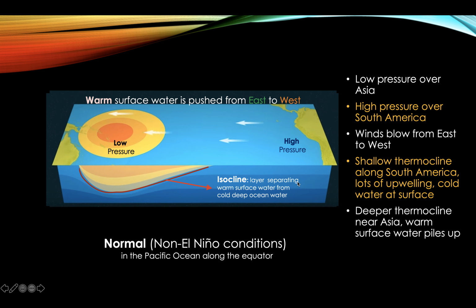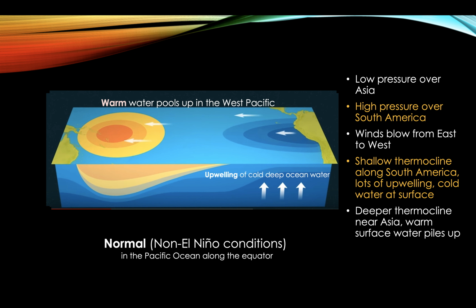That's the layer separating the warm, distinct surface water from the colder, deeper ocean water. Normally that warm surface water gets pushed away by the strong trade winds. And as that warm water gets pushed away, remember we talked about upwelling. Because we have a volume leaving, we need to replace that volume of water. So cold, deep ocean water will rise up to the surface to take its place.